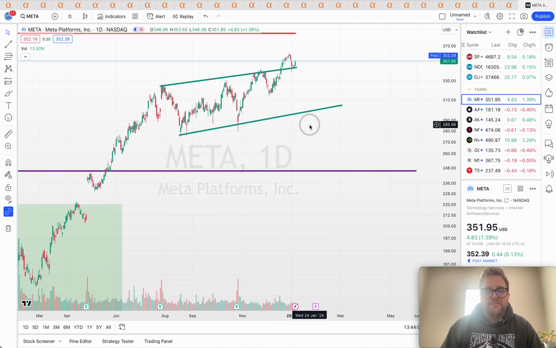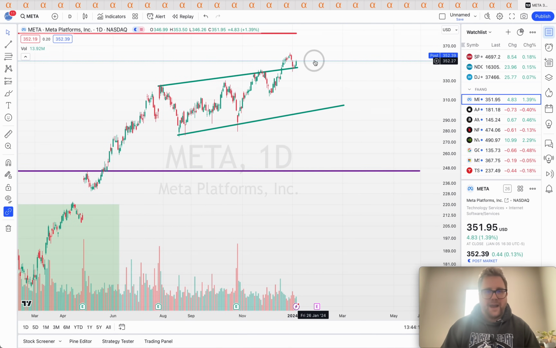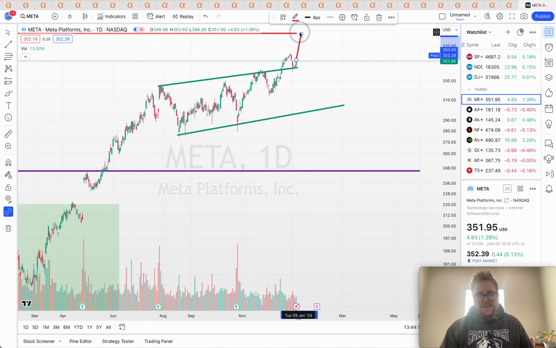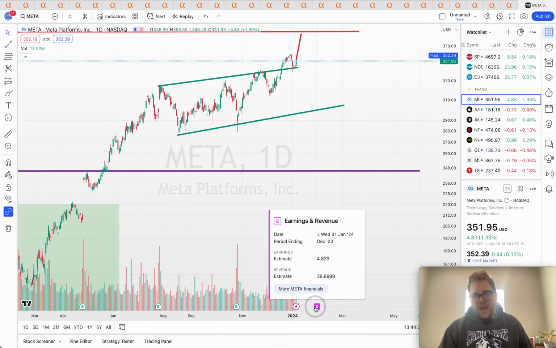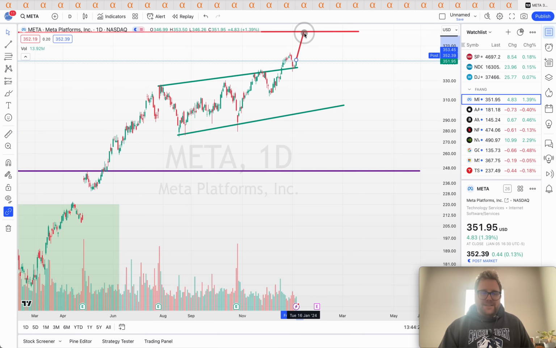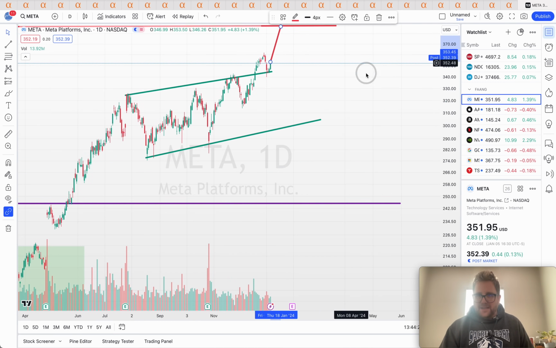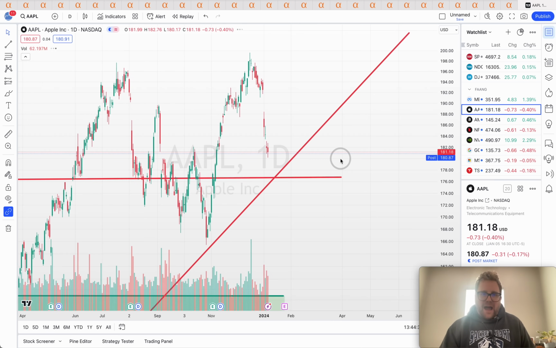Now, moving over to Meta, looking beautiful: higher highs, higher lows, pulled back to the top of the trend and actually got a bounce there. I would expect Meta to retest these highs if their earnings, which should fall in about 2 weeks' time on the 31st of January, come with somewhat decent earnings and guidance. This company should bounce to all-time highs above 375 or so.